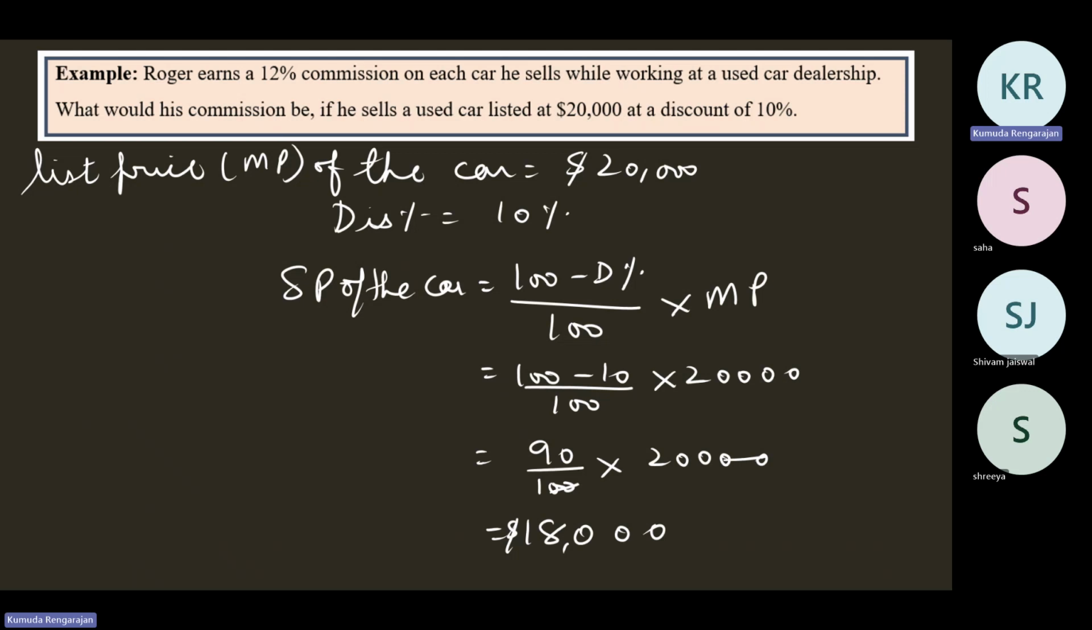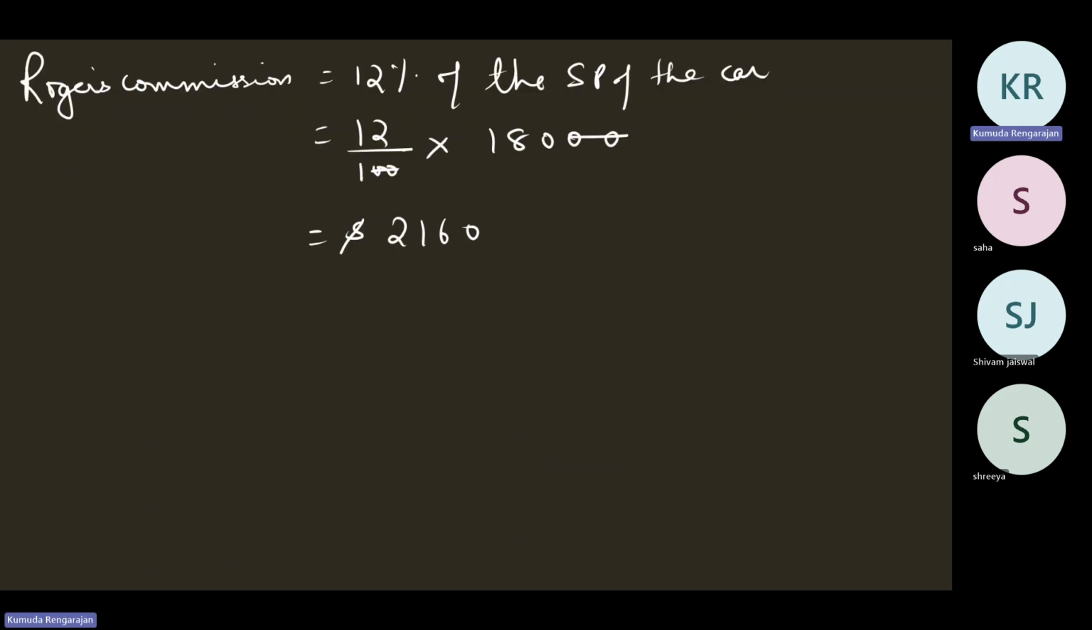So commission is given on the sale value of the car, the value at which the car was sold, not the value at which the car was listed. List price 20,000, discount 10%. So find the selling price, and the commission will be given as a percentage of the selling price.